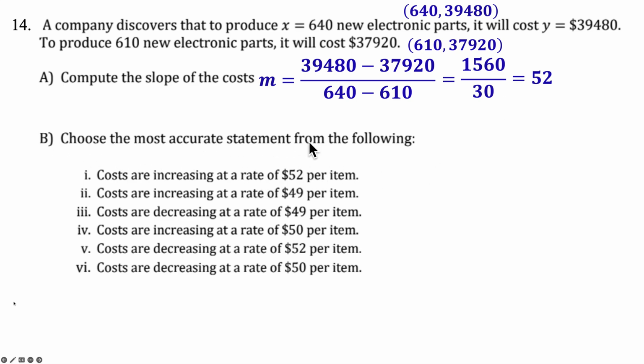Now, what is the most accurate form of the slope? Well, it's got to be the one with 52 in it. So it's either this one or this one. Since it's positive, my slope has to be increasing, not decreasing. So that's the correct answer.